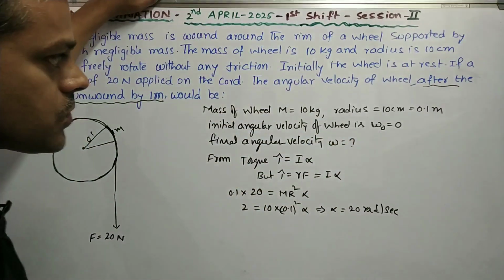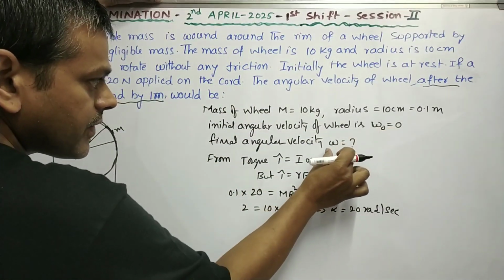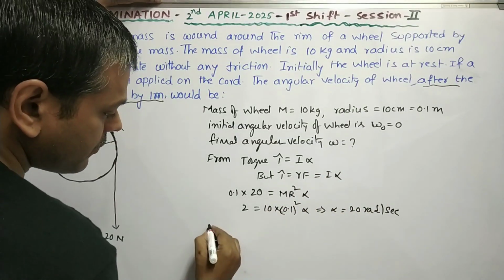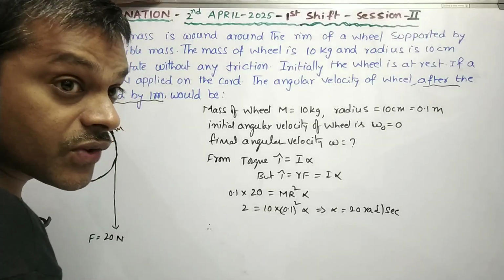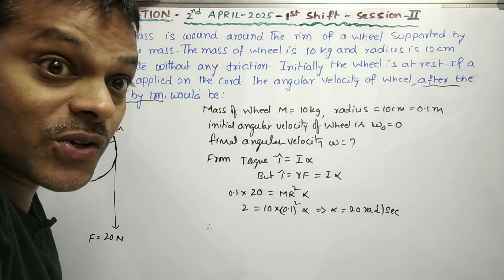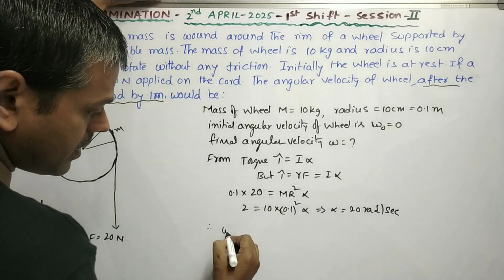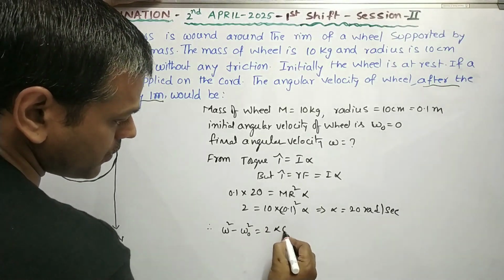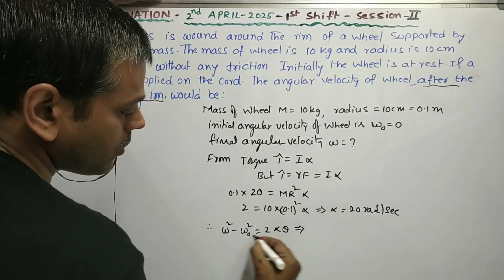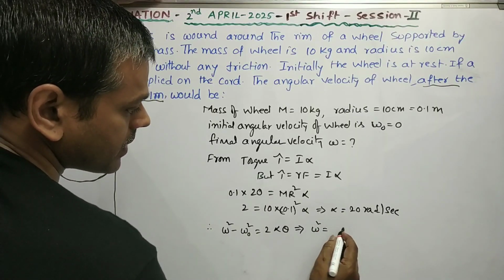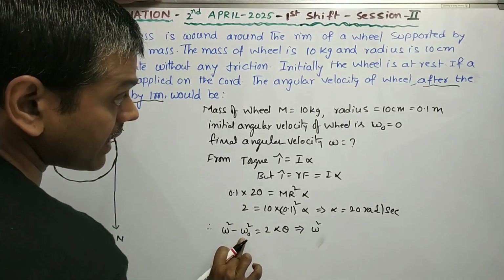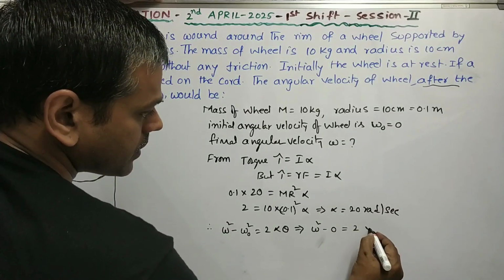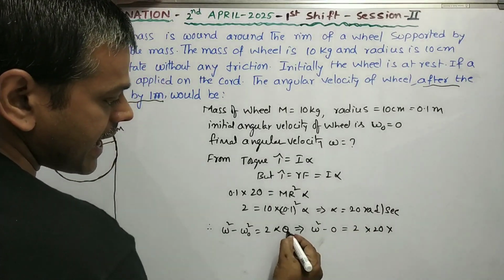But you require omega. You know the initial angular velocity, you want the final angular velocity, and you know the angular acceleration. Therefore, from the dynamics of rotatory motion, like v square minus u square is equal to 2as, omega square minus initial angular velocity square is equal to 2 into alpha into the angular displacement theta. Omega square minus 0 is equal to 2 times alpha, which is 20. But you don't know the angular displacement.